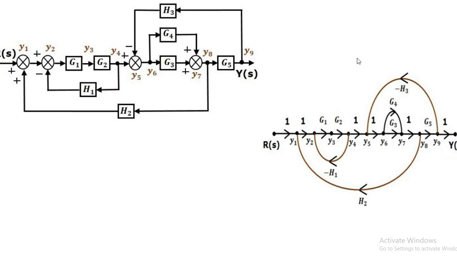Again I am repeating why we have taken this extra node: because the output is again a signal, we have to take one extra node, just like we have taken a node for the input, that is for Rs.